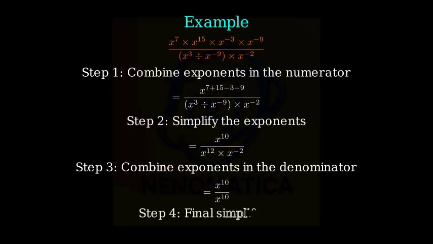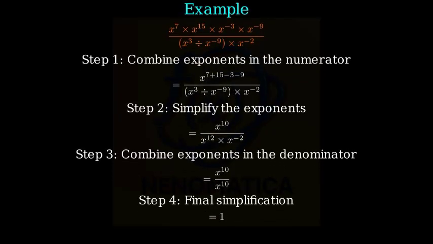Step 4. Finally, we can simplify this expression fully. When we divide a number by itself, we get 1. So x raised to the power 10 divided by x raised to the power 10 equals 1.